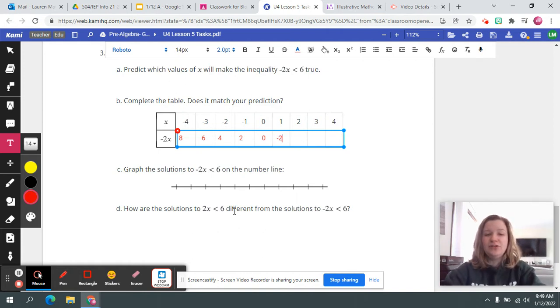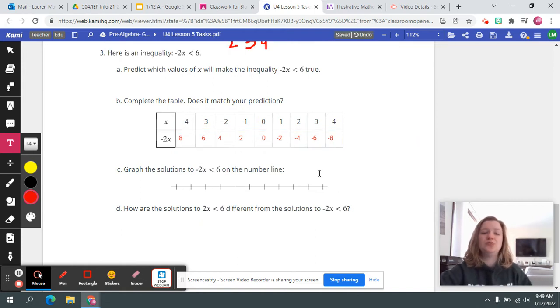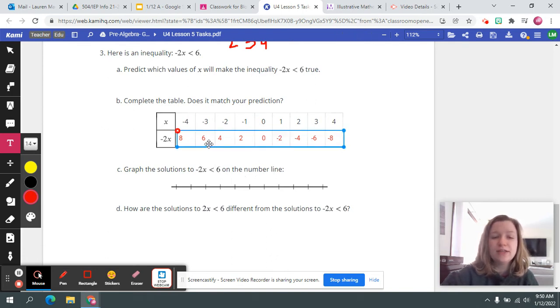1 times negative 2. Now I've got negative 2. 2 times negative 2. So it's kind of like everything switched here or flipped. And that word flipped is going to help us out as we move forward. Graph the solutions to negative 2x is less than 6 on the number line. So let's see where negative 2x is less than 6.